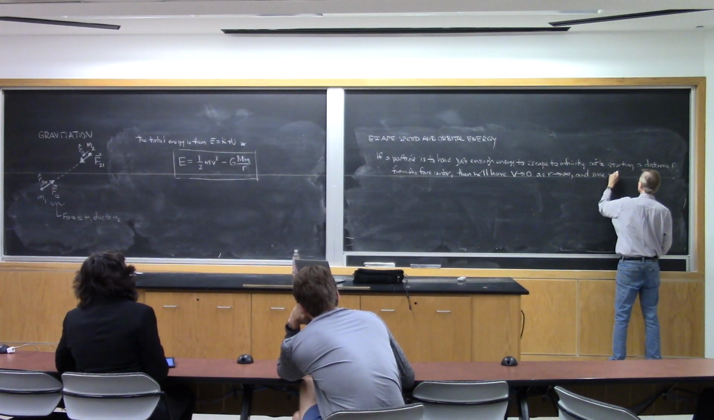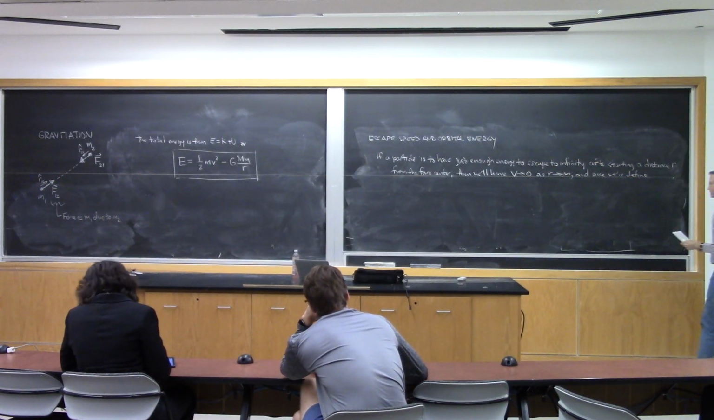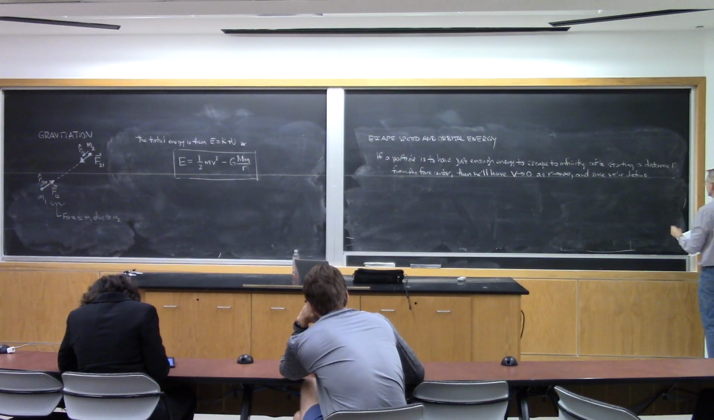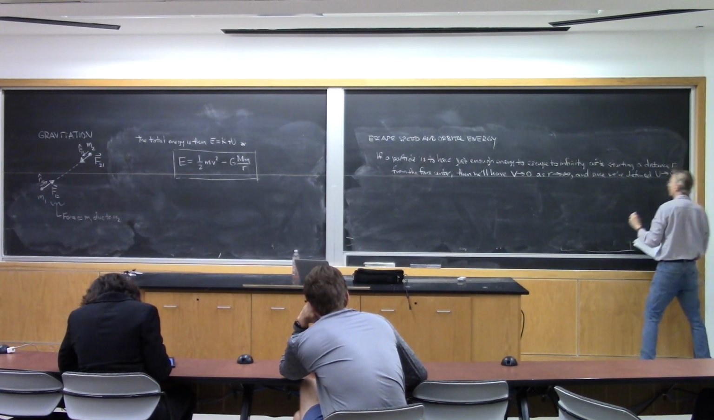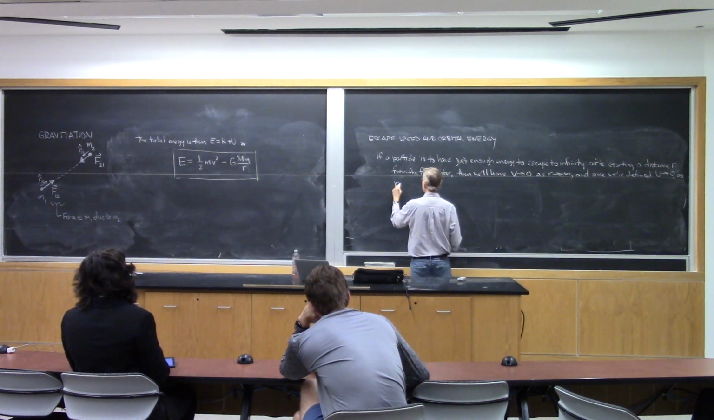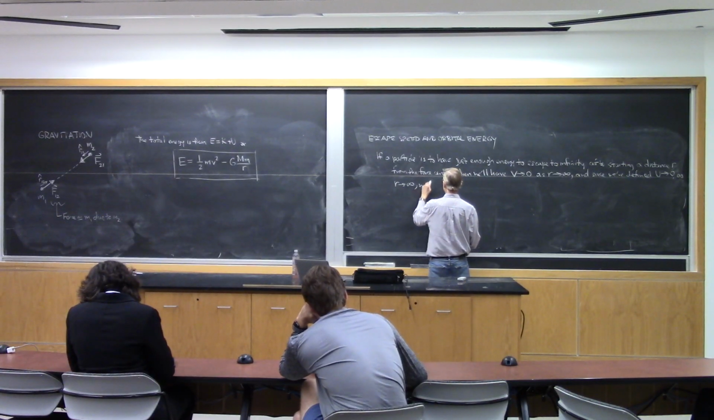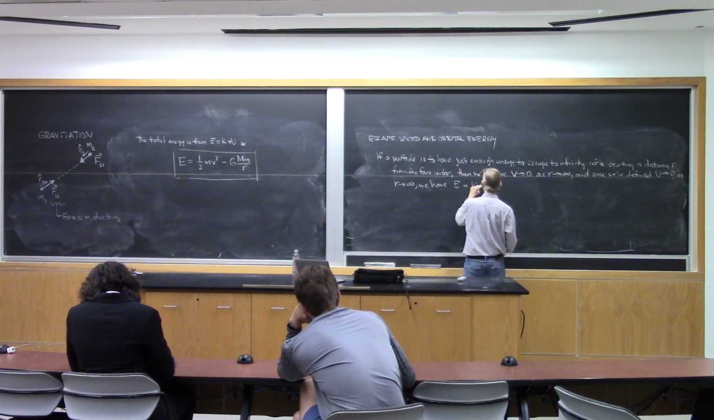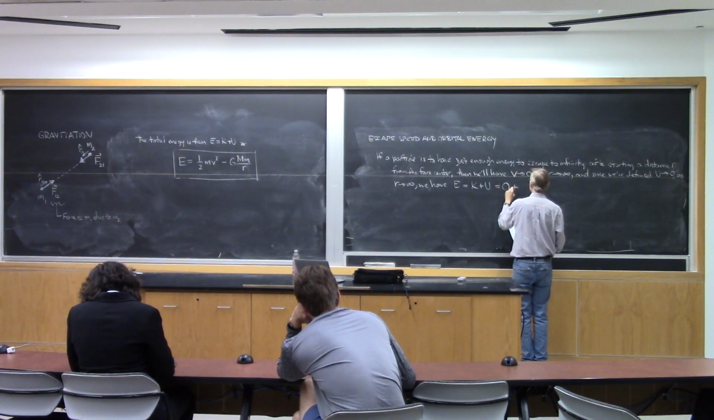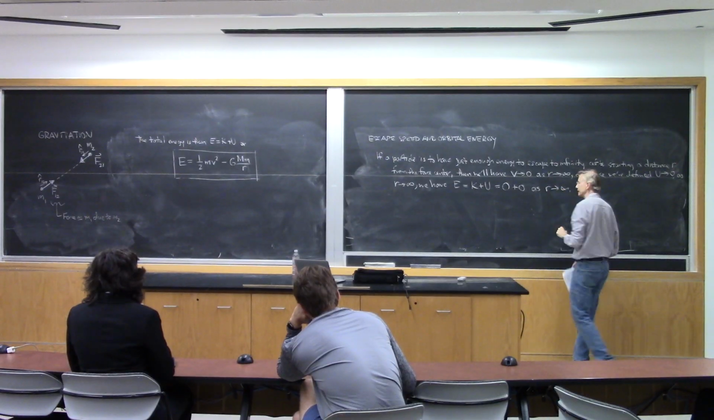And since we've made this definition, you still get the same ultimate result here, but it's just a little more complicated if we can't immediately say U was 0 at infinity. Since we've defined U goes to 0 as r goes to infinity, we have E equals K plus U equals 0 plus 0 as r goes to infinity.